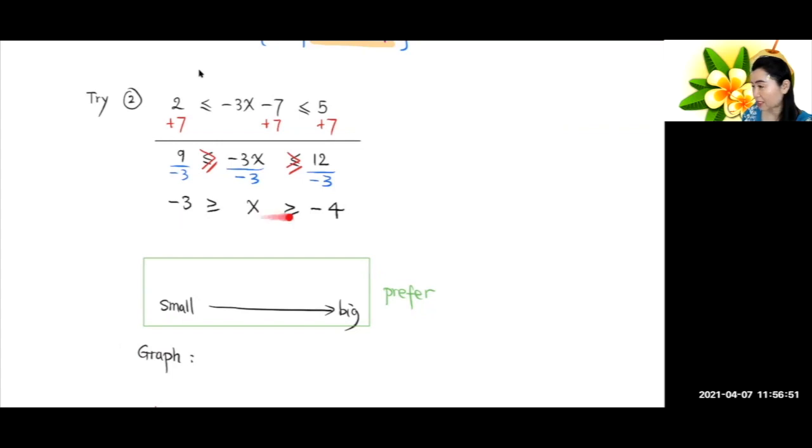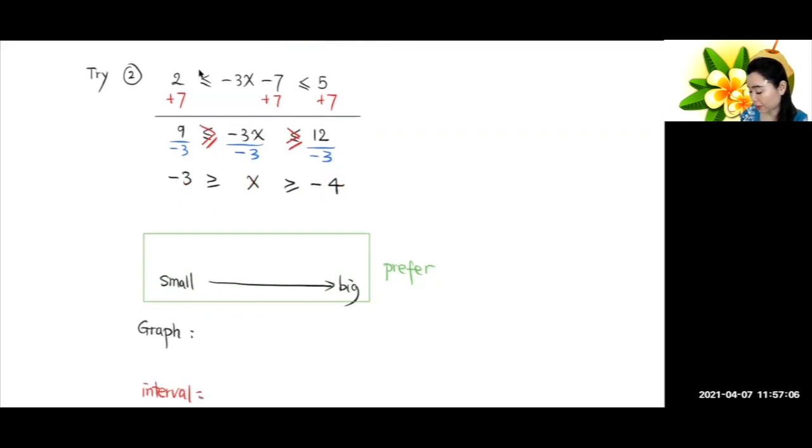Now, as you can see here, -4 is actually the smallest one. The tip points to this: this is greater than or equal to this, which is greater than or equal to this. So this is the smallest. We prefer to write the answer from small to big. So let's put that in order from small to big. We have -4 first, and then x in the middle, and then -3 here.